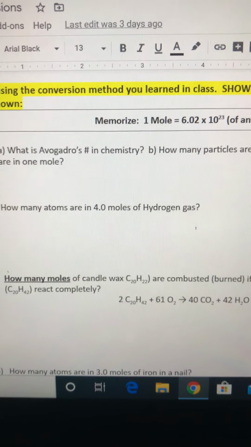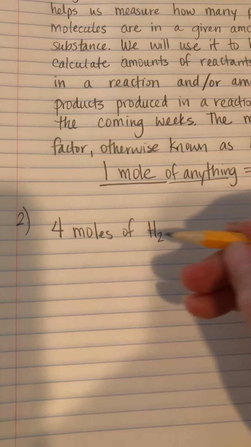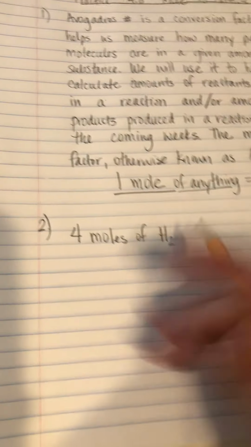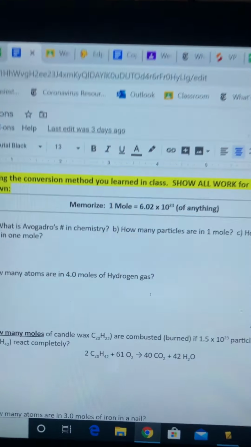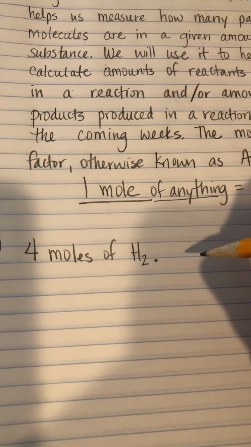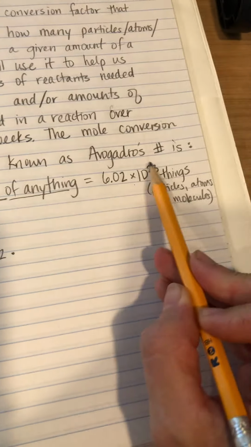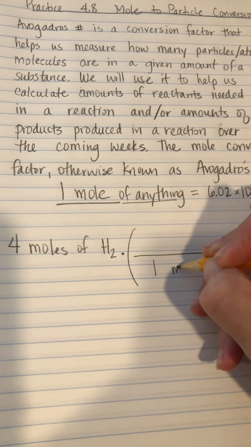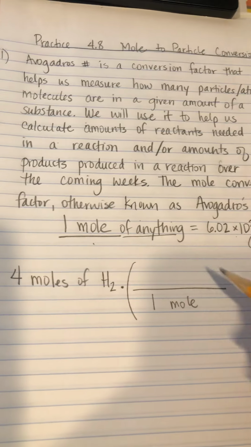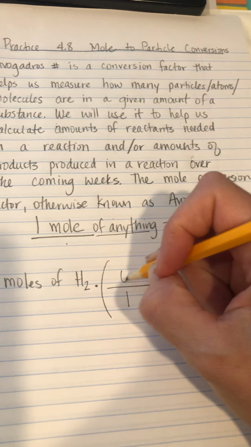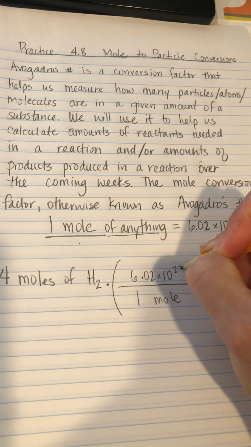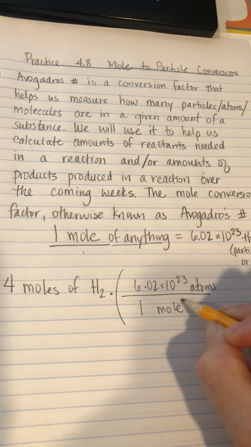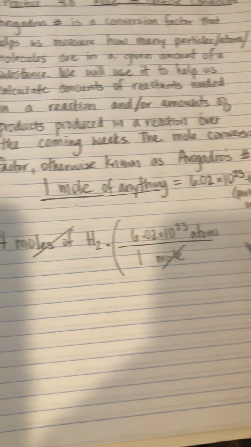I'm going to start with problem number 2. Problem number 2 says, how many atoms are in 4 moles of hydrogen gas? So 4 moles of H2. I have moles on top here. It was given in the problem, and it's asking for atoms. So 4 moles of hydrogen gas, we need to convert it to atoms using our conversion factor. So I know that I'm going to have to put 1 mole, it's always 1 mole, using the conversion factor, for every 6.02 times 10 to the 23rd atoms. These will cancel, notice, okay?